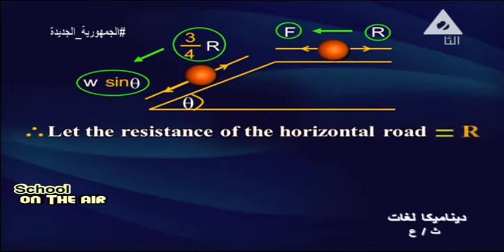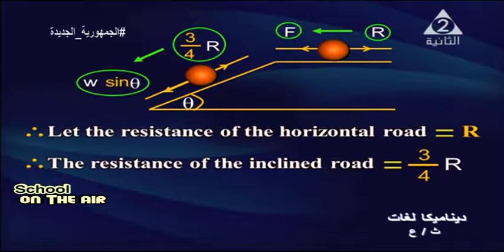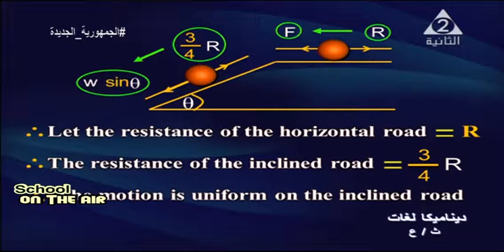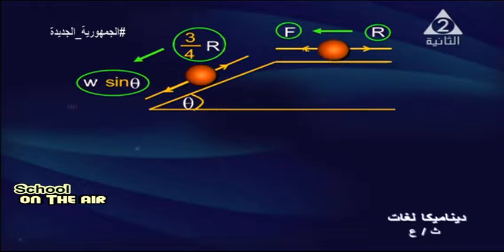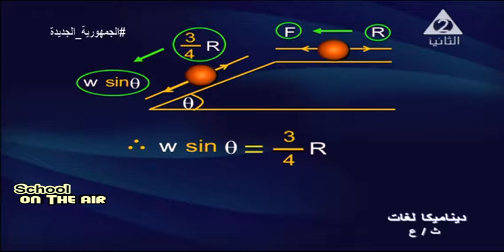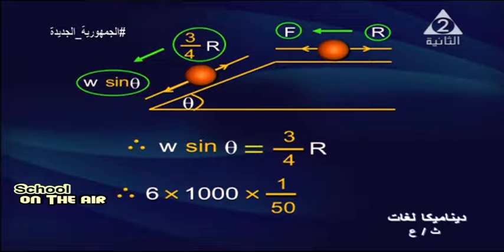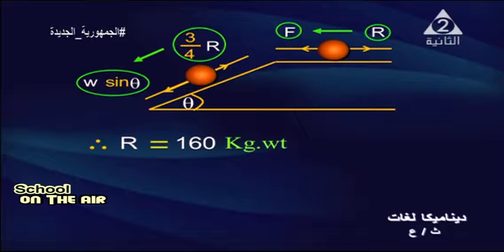Now, let the resistance of the horizontal road equal R. Then the resistance of the inclined road equals 3/4 R. Since the car moves in the two cases with uniform velocity, W sin θ equals 3/4 R. The weight of the car equals 6 tons, so 6 times 1000 times sin θ, which equals 1/50, equals 3/4 multiplied by R. Then R equals 160 kilogram weight.